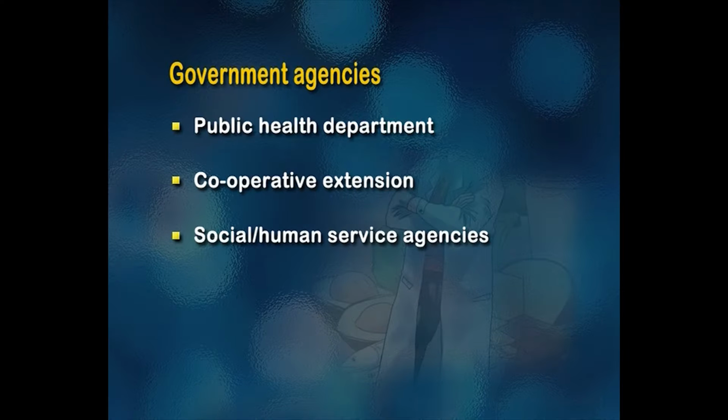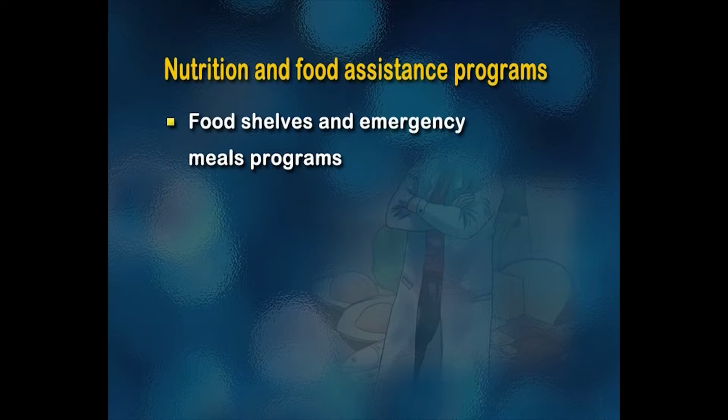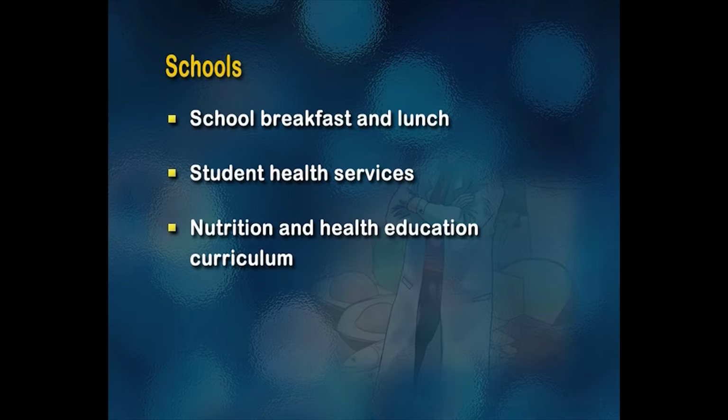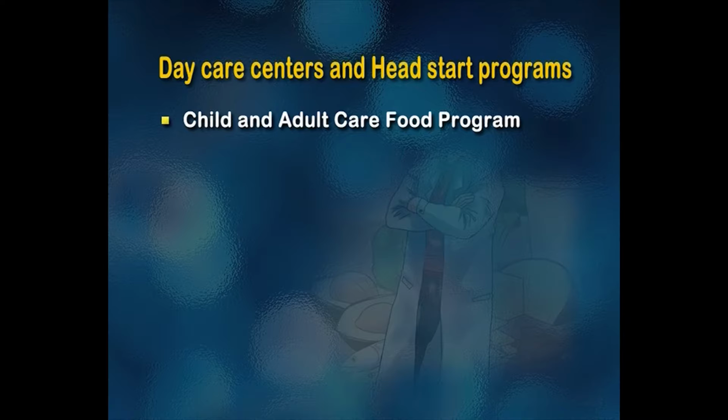Now coming to the places of employment for public health and community nutritionists. They can work in official community settings or voluntary agencies to promote health, prevent disease, conduct epidemiological research, and provide both primary and secondary preventive care. At the government agencies, they can work at public health departments, cooperative extensions, social or human service agencies, nutrition and food assistance programs, food shelves and emergency meal programs, school breakfast and lunch programs, student health services, and nutrition and health education curriculum. They can also work at daycare centers and Head Start programs, which include the child and adult care food program.